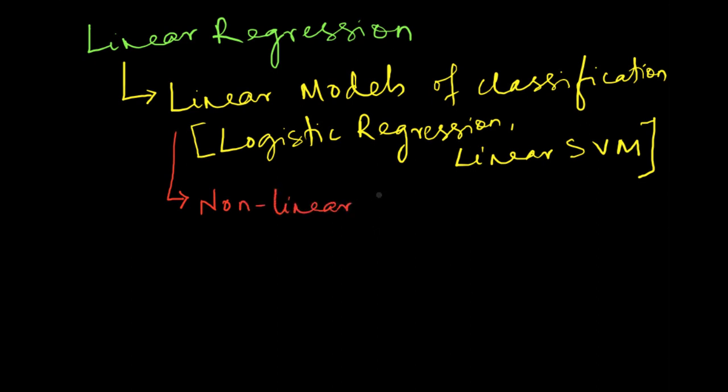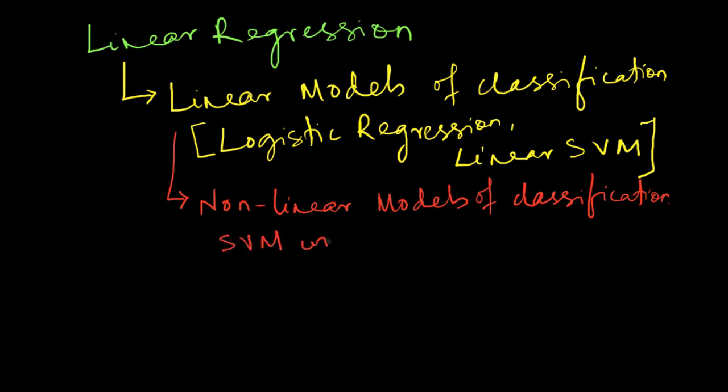what we have obviously are nonlinear models of classification. And there we begin with SVM with kernels. What a kernel is, again, we will see later on. Don't worry about it right now. There are decision trees. And then there is something called random forest.